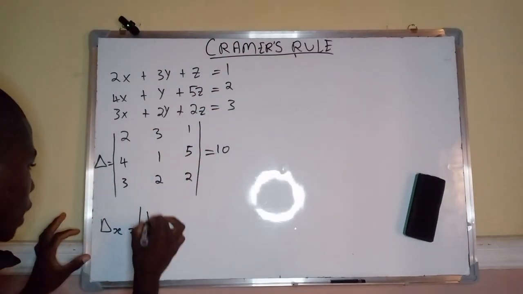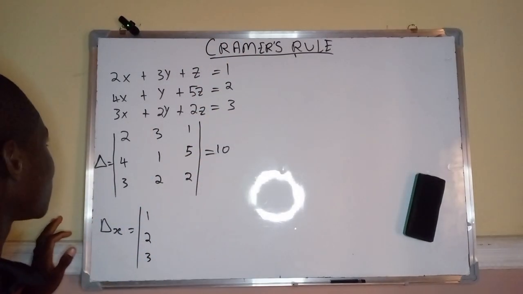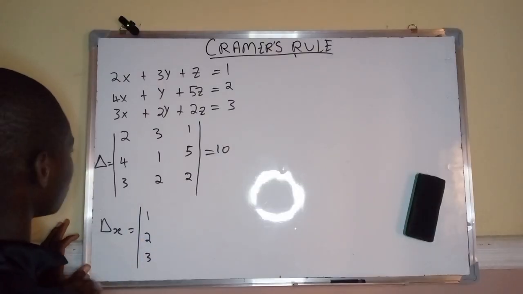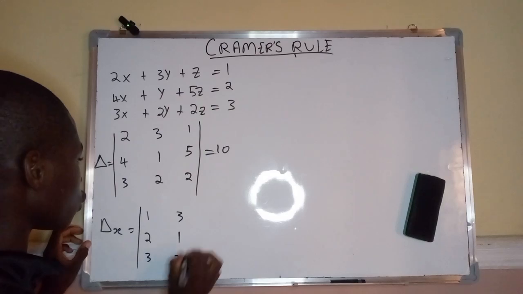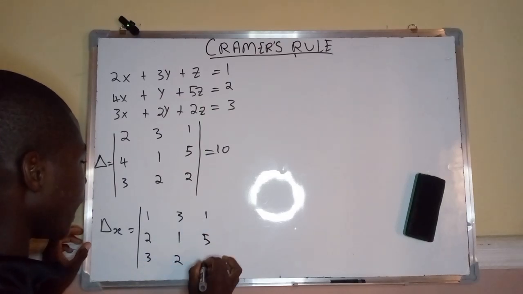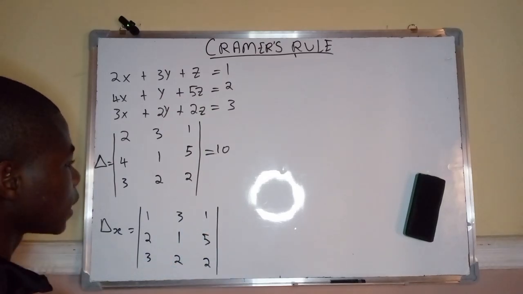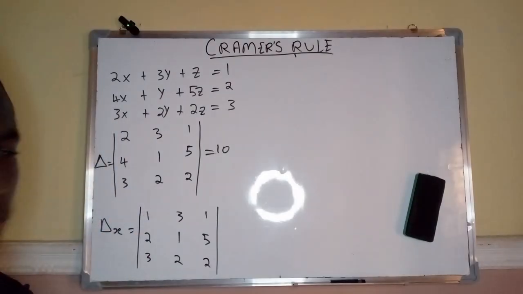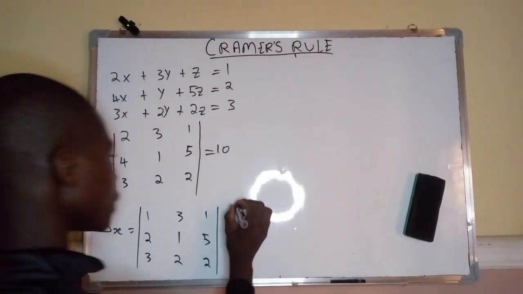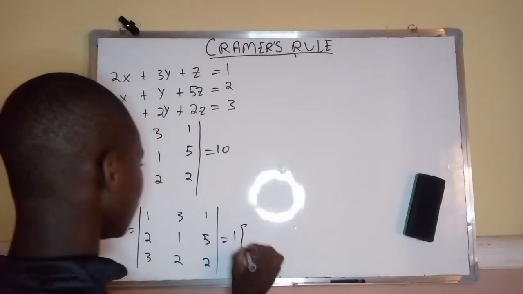I will put the constants 1, 2, 3, the equal sign, which is 1, 2, and 3. I will have 3, 1, 2, 1, 5, and 2. So therefore, I will find the determinant of this matrix. I will say 1, which is equal to 1.